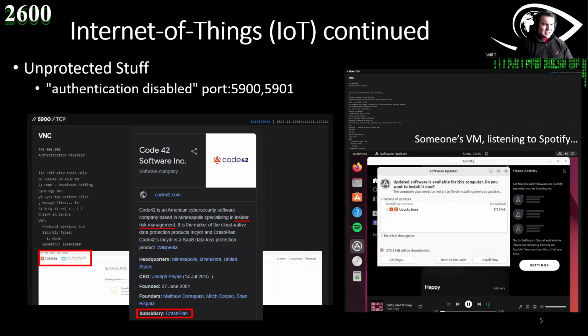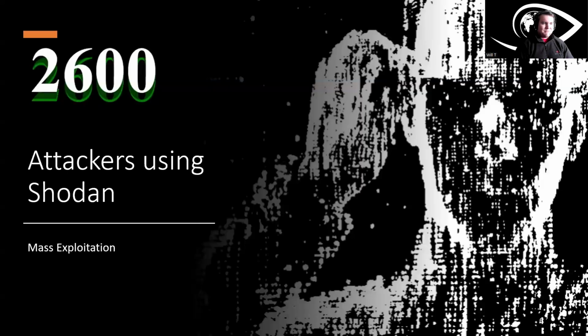So some of the really crazy stuff I found on Shodan in the past. One of them was this Code 42 software, insider risk management software. So it's like data loss prevention software, and it's exposed to the internet. Not ideal because anyone can log in and access that. Really not ideal. But nonetheless, people also still do that. And we also have someone listening to Spotify as well, all sorts of crazy stuff you find.